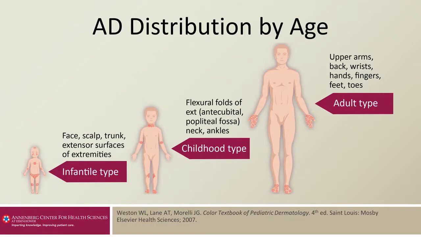As Alan mentioned earlier, the distribution of lesions in atopic dermatitis can change based on the patient's age. In infants, we typically see disease activity located on the face, scalp, trunk, and extensor surfaces of the extremities. As children get older, the disease tends to manifest in the flexural folds, including the antecubital and popliteal fossa, as well as around the neck and ankles. In adults, we tend to see atopic dermatitis on the arms, the back, wrists, hands, fingers, feet, and toes.